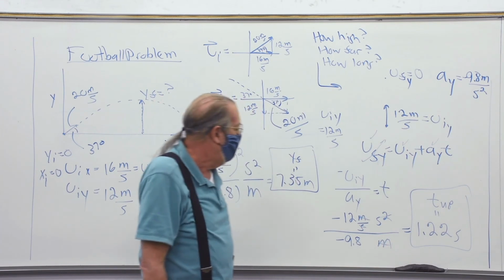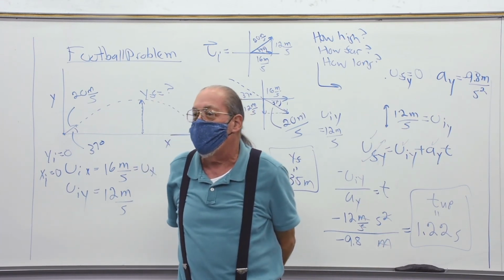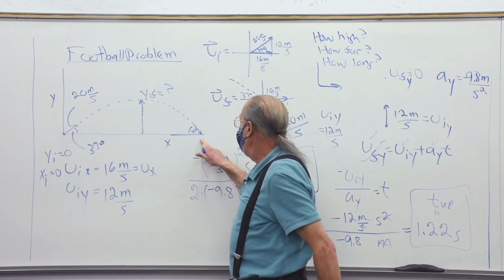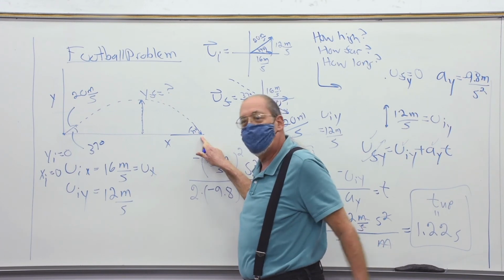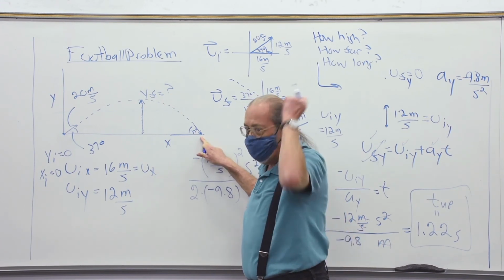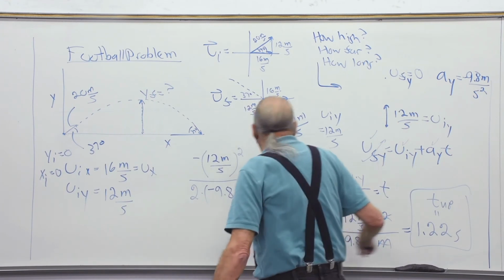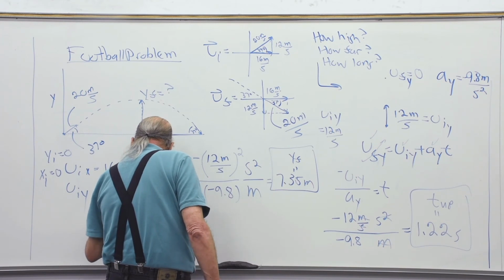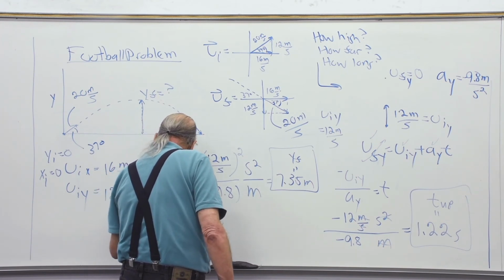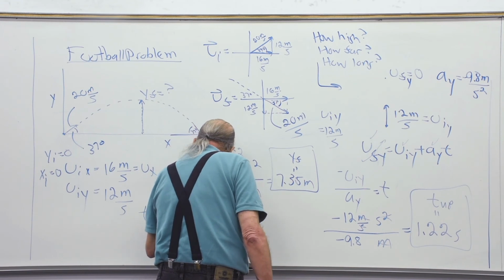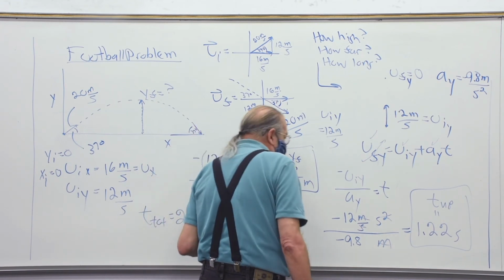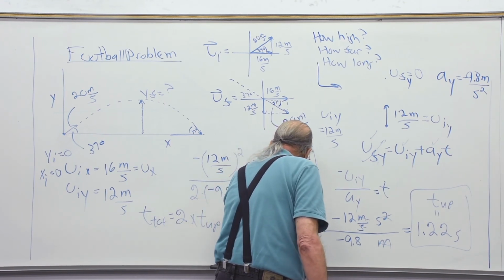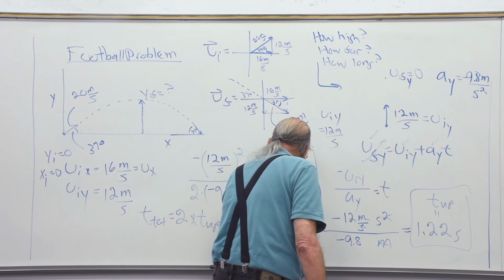Okay. So how long is the ball up in the air total? How long does it take until it hits over here? What do I do to that time? Yes, ma'am. Double it. Since T up equals T down, T total is 2 times the time up, and that's 2 times 1.22 seconds. That's 2.44 seconds. That is the total time.